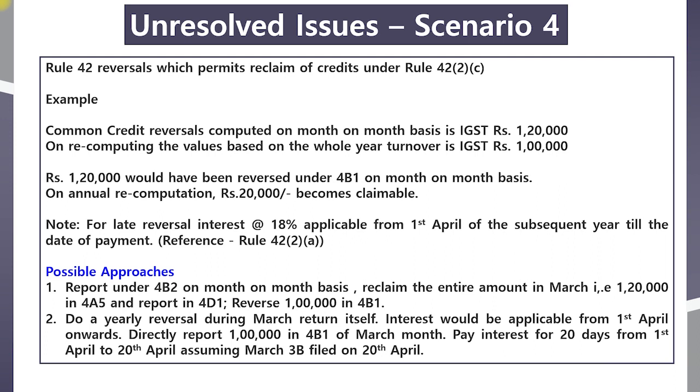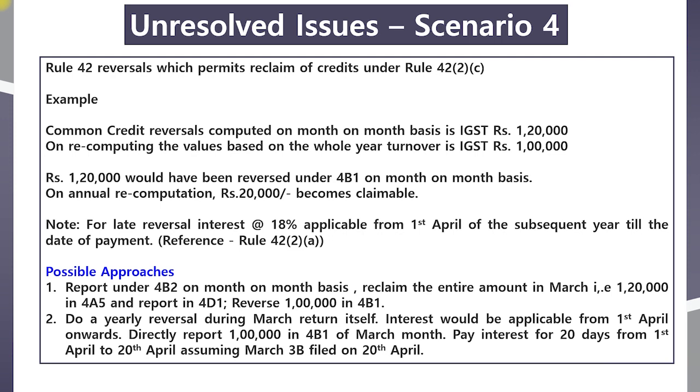Since I don't know what is my final reversal which is going to come across, probably I may resort to reporting it in 4B2 itself on a month-on-month basis, reclaim the entire amount of 1,20,000 in March in 4A, report in 4D1, and then reverse 1 lakh, which is my actual reversal, in 4B1. So this will probably give an exact picture of, for the whole year, how much is my common credit reversal, which ultimately I arrived at.